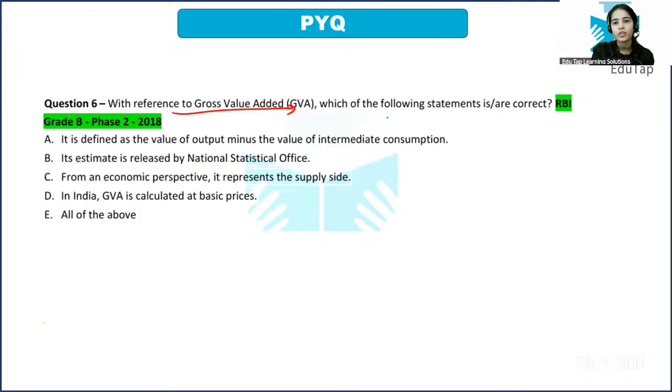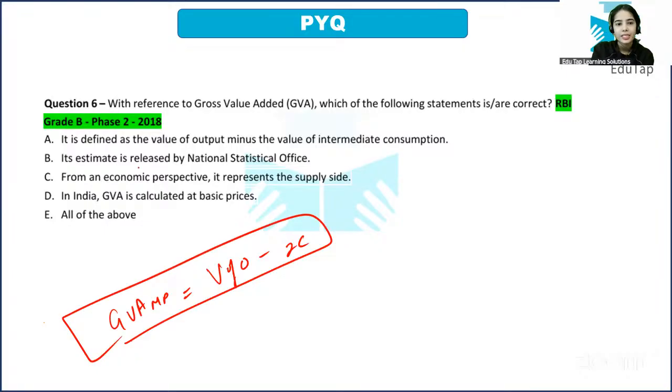But with reference to GVA, which of the following is or are correct? It is defined as the value of output minus the value of intermediate consumption. This is your GVA at MP. Its estimate is released by NSO. All the national income estimates or all such estimates are released by NSO only. From an economic perspective, the gross value added represents the supply side or the producer side.